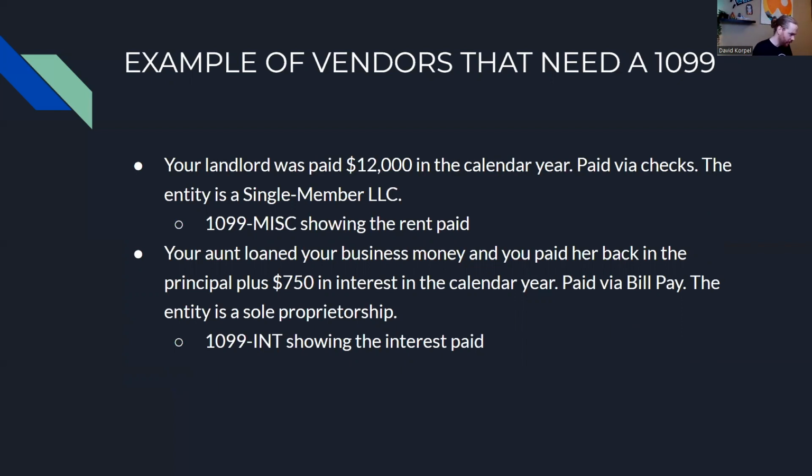And then lastly, your aunt who loaned the business some money and you paid her back principal plus $750 in interest. She was paid via bill pay, and she's just your aunt. She's just a sole proprietorship. She's not in business to loan money. So you would definitely issue a 1099 interest statement that she would then put on her 1040 just as she received interest from a bank account.